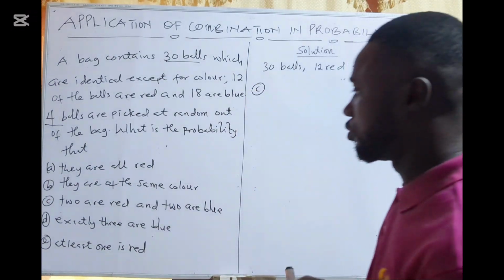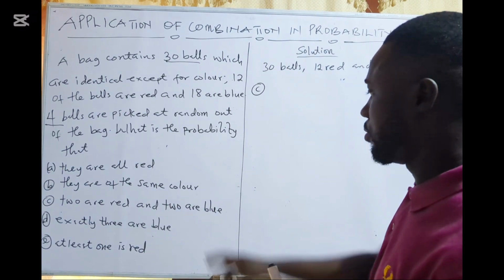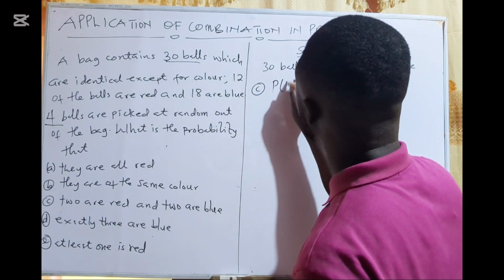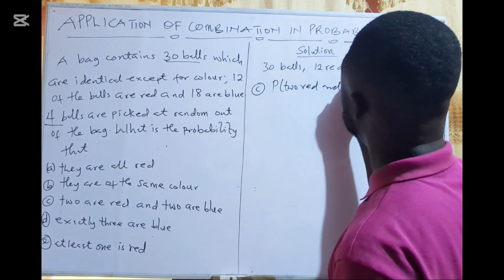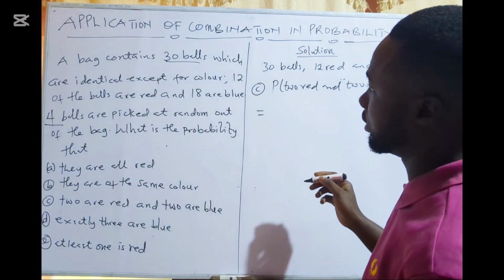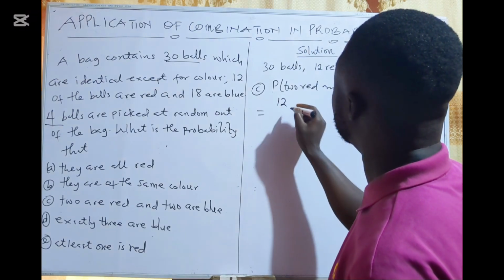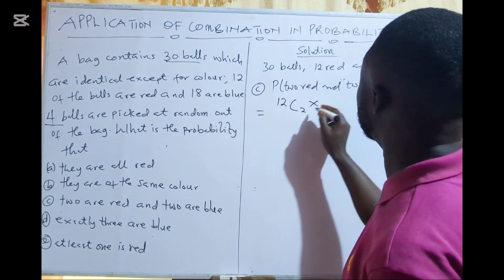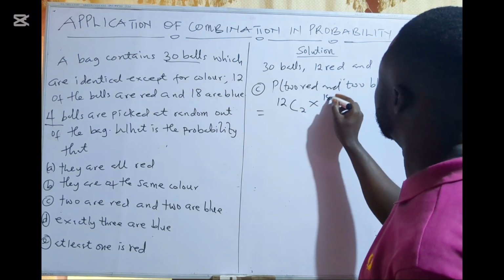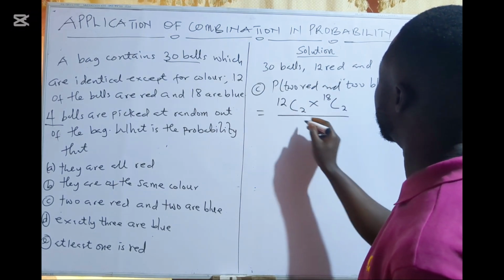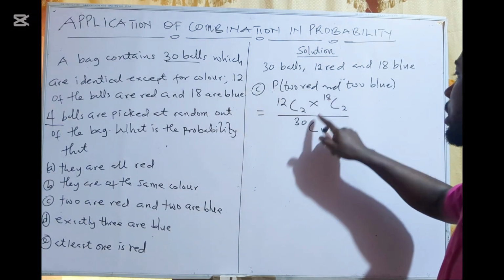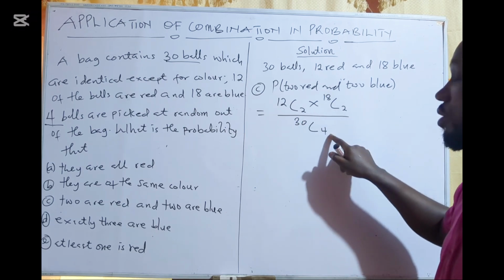C. 2 are red and 2 are blue. So probability of 2 red and 2 blue. If 2 are red, then how many red? 12 combination 2, times blue, 18 combination 2, all divided by 30 combination 4. So 12 plus 18 will give me 30, 2 plus 2 will give me 4.